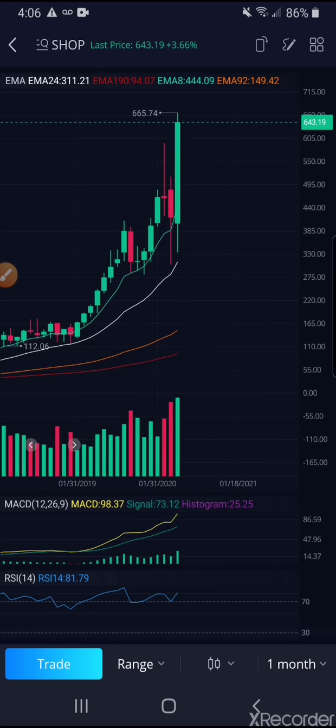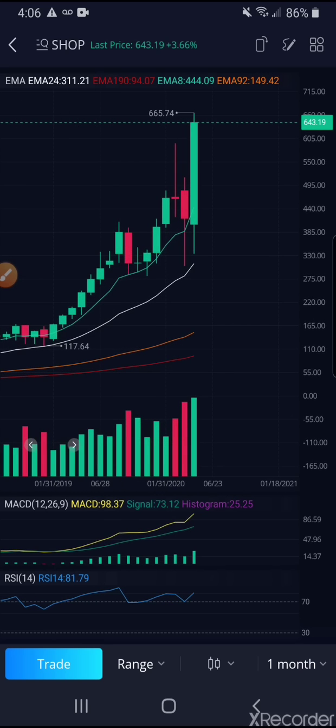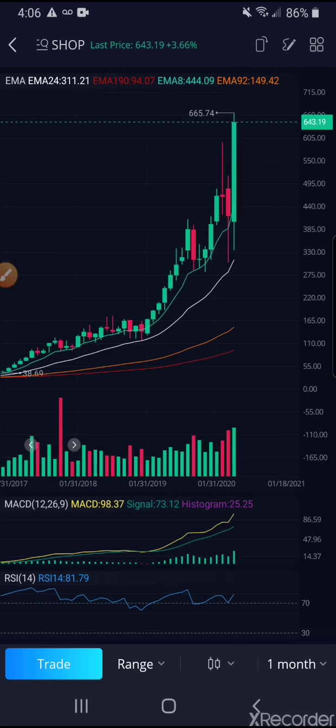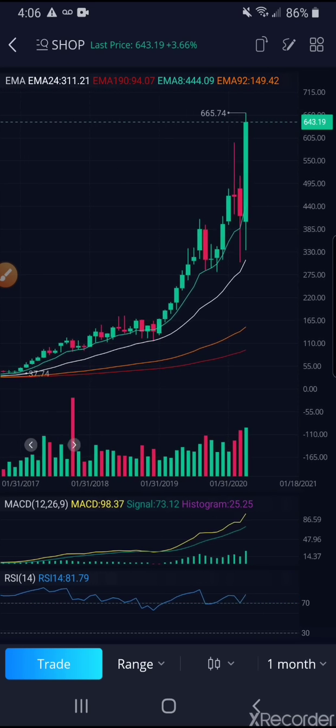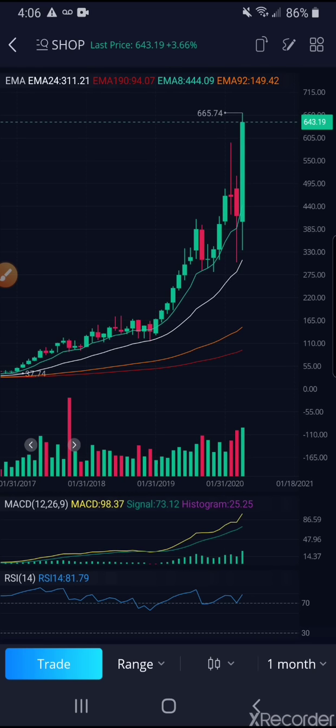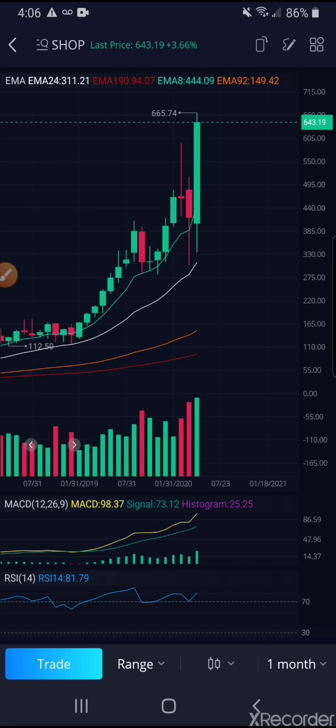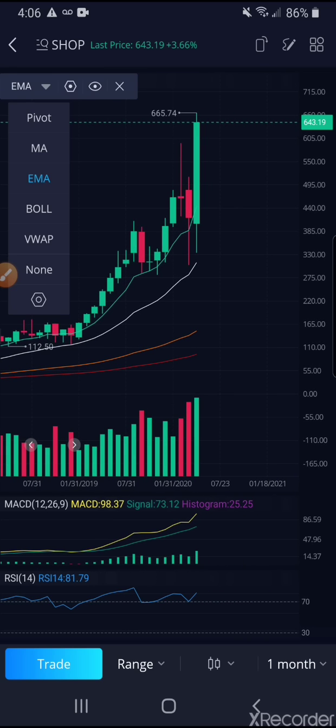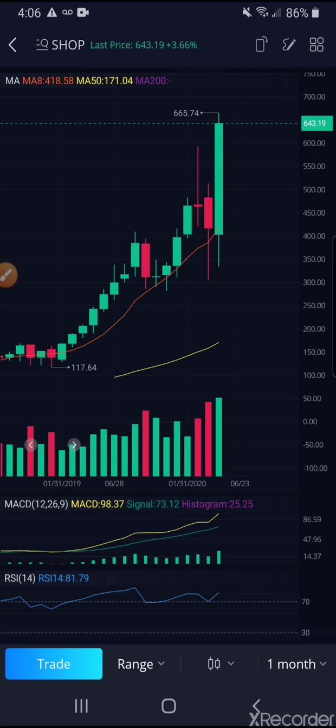Basically, we want to look from a longer time frame, because the longer time frame shows the bigger move overall, so you can see where the real trend of the stock is. And we're looking at Shopify. The last closing price was $643.19, up 3%. Currently I have the exponential moving averages on the chart, and there are your regular moving averages.